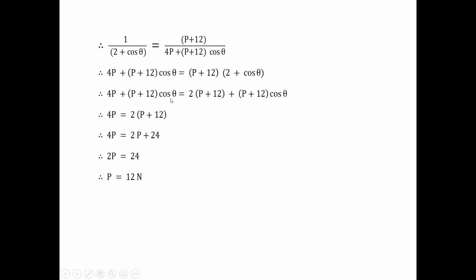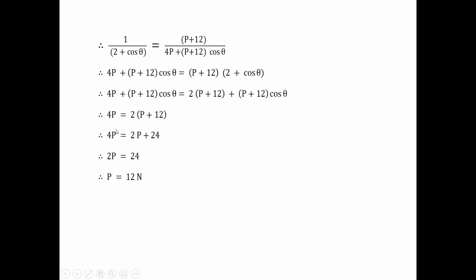So 4p + (p + 12) cos theta on the left hand side is equal to 2(p + 12) + (p + 12) cos theta. Cancel this (p + 12) cos theta on both sides. Then this equation becomes 4p = 2(p + 12). Expand this right hand side. It is 2p + 24.